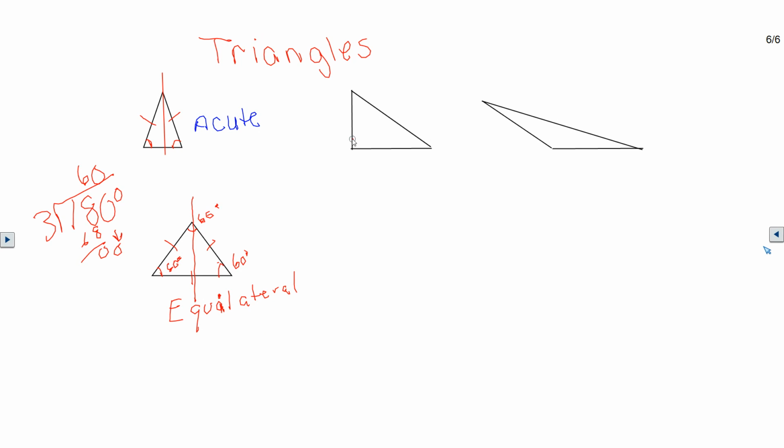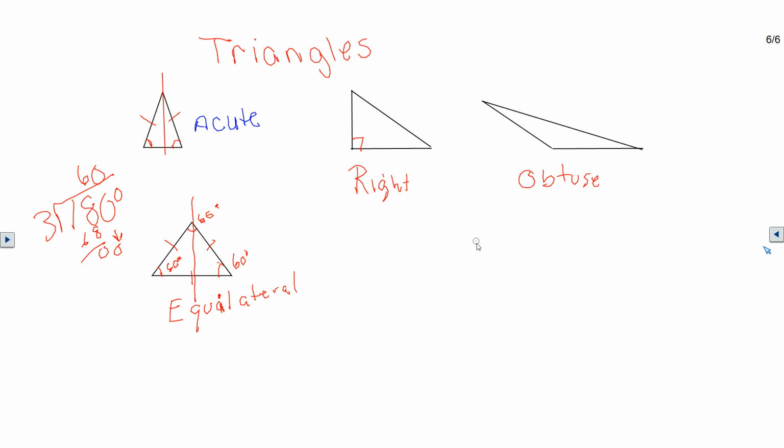Over here, the corner of a piece of paper would be a really good way to tell if this is a 90, because it would reveal if it was actually an 89 or a 91. If it's 90, it is called a right triangle. And this one over here, because it goes greater than 90, it is obtuse. So this is just a quick rundown.